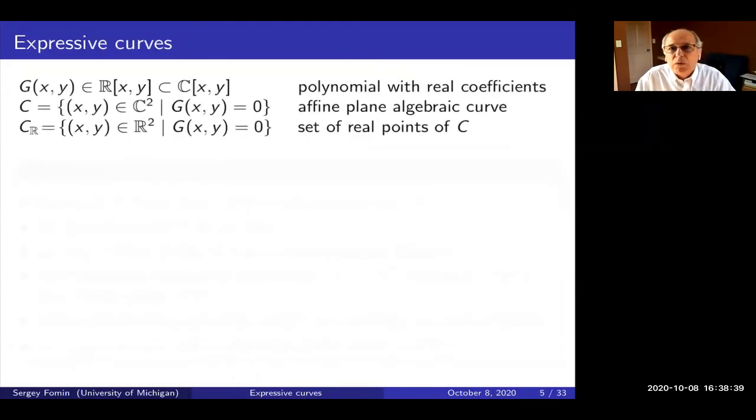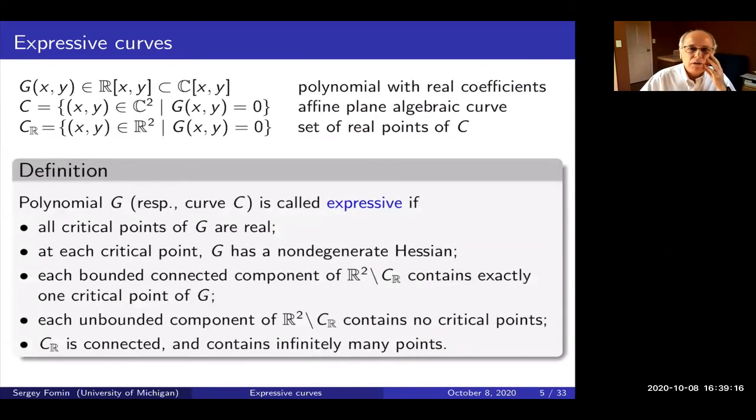All right, so here comes the main definition, which I just motivated. We call a curve expressive if it comes from the following construction. First of all, let's set up notation. G is a polynomial with real coefficients. C is an affine curve, which is the zero set of that polynomial. And C sub R is the set of real points of that curve. We call this polynomial or the corresponding curve expressive if it satisfies these conditions that I just described. So again, back here.